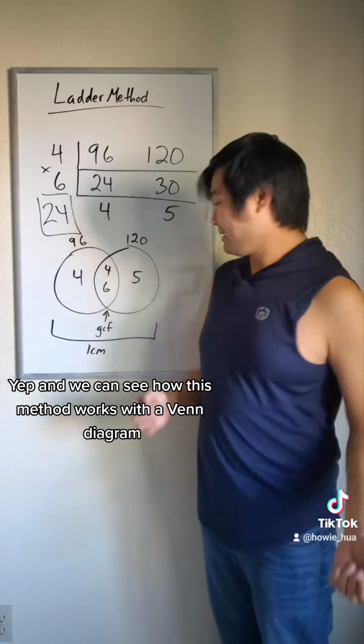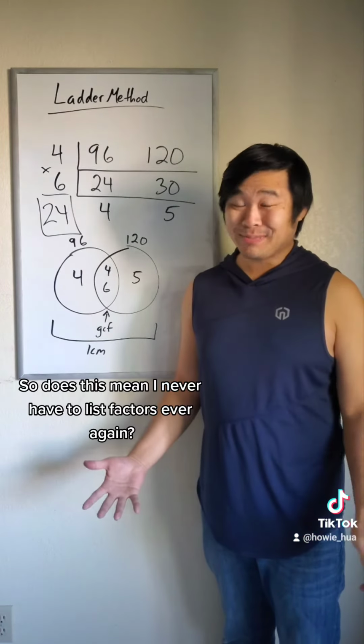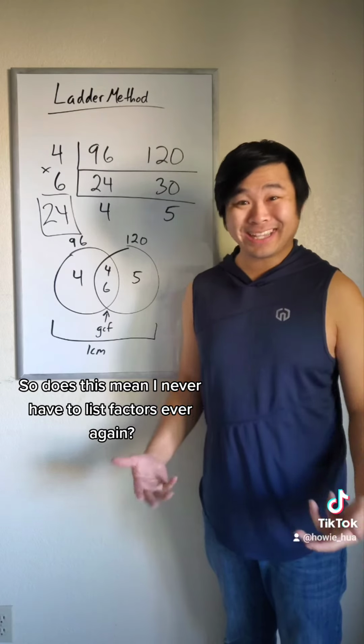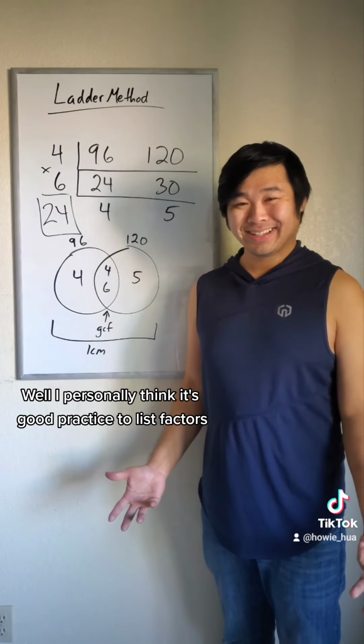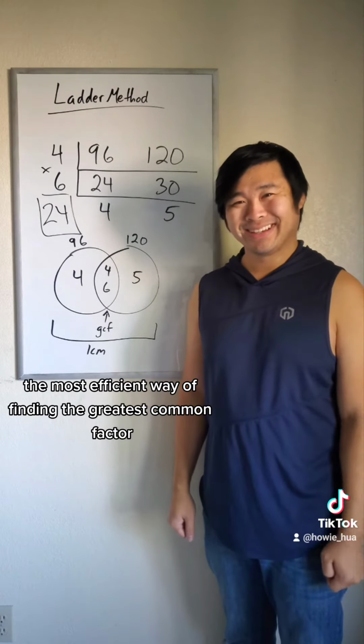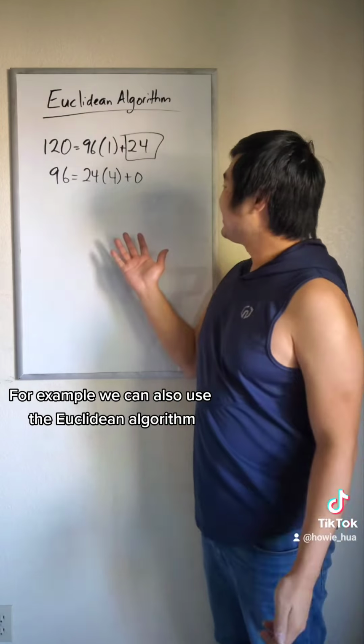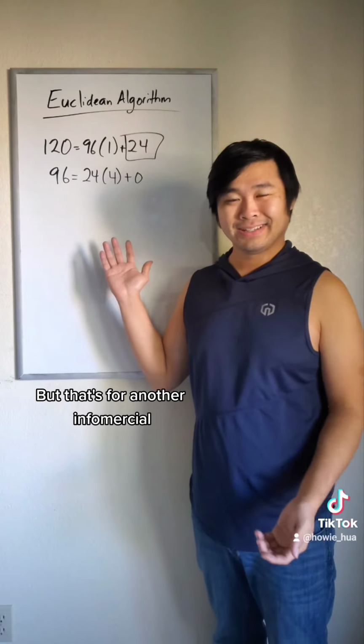Yep, and we can see how this method works with the Venn diagram. So does this mean I never have to list factors ever again? Well, I personally think it's good practice to list factors, but it's generally not the most efficient way of finding the greatest common factor. For example, we can also use the Euclidean algorithm, but that's for another infomercial.